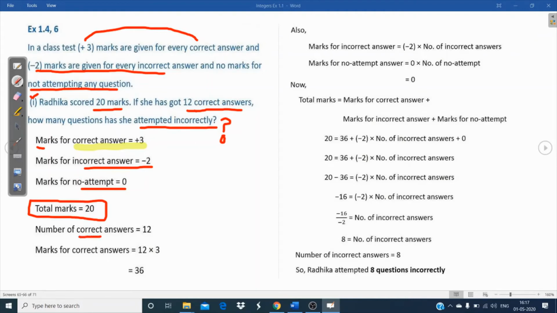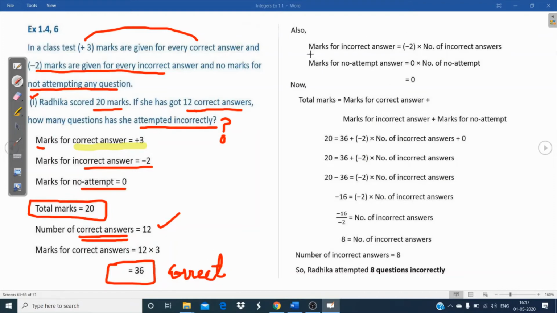She has given 12 answers correctly. So 12 questions she has attempted correctly. Marks scored by these 12 correct questions: every question carries 3 marks, so 3 multiplied by 12. How much score is she getting? 36 for correct answers. For all correct answers, she is getting 36 marks.